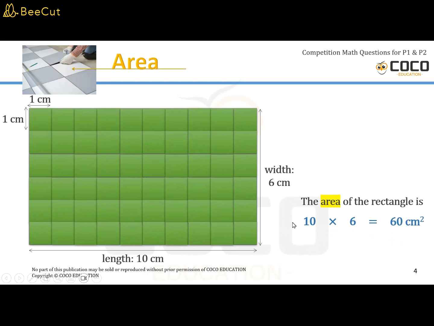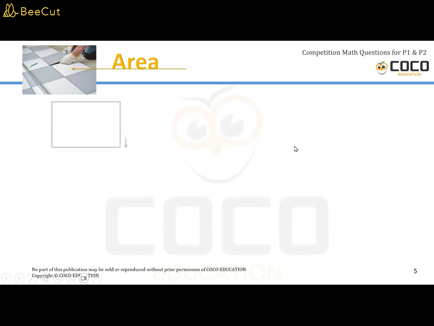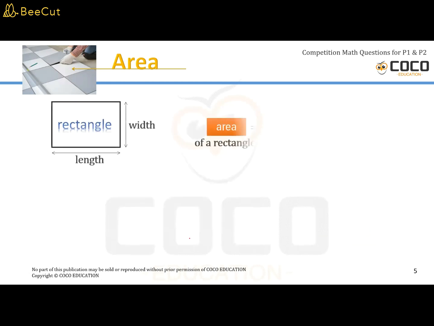How does this number come from? Again, you will find the 10 is the length of the rectangle, 6 is the width of the rectangle. Then you will get the area, meaning the space covered by the rectangle. So now we can conclude the area of a rectangle is given by its length times its width. That's the formula for the area of a rectangle.